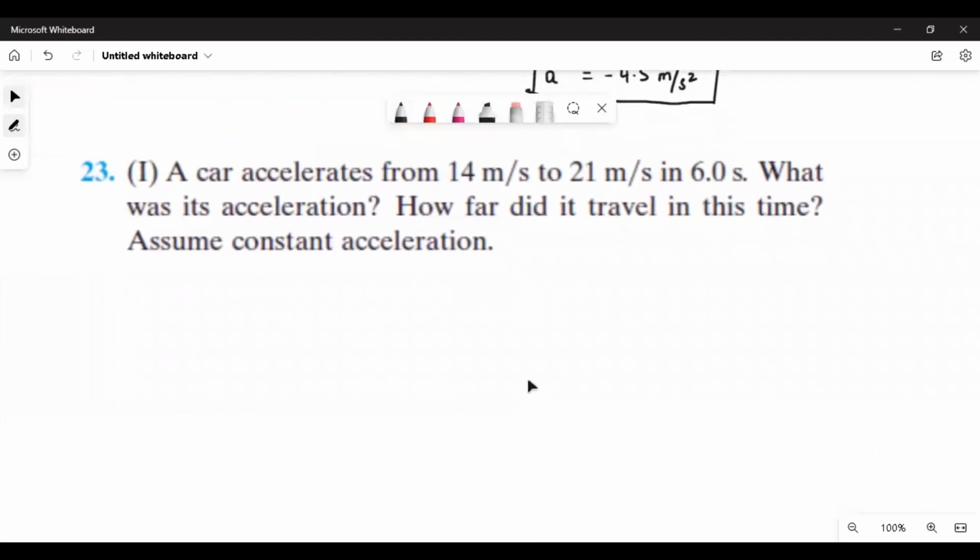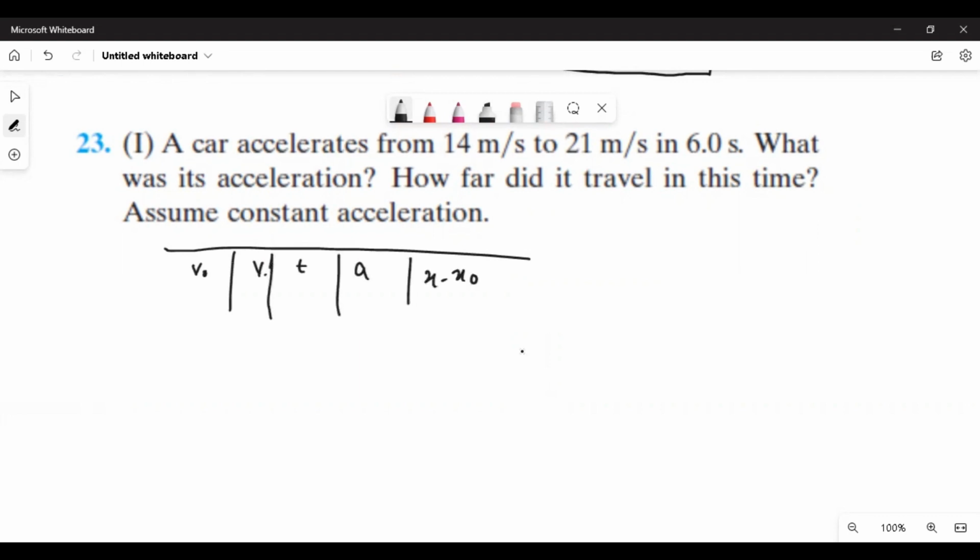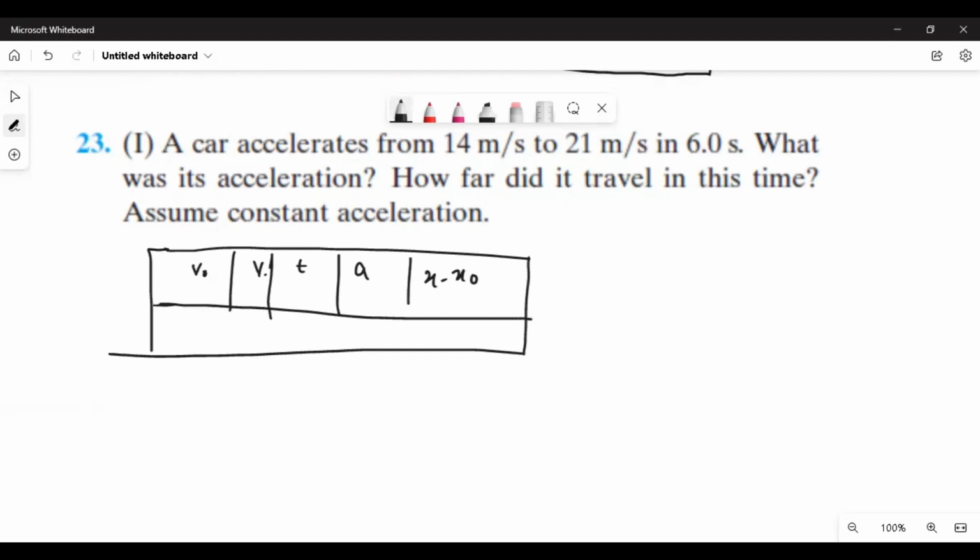Okay, this is 23. What is the first step? We take that in the notes. First, we make a table of variables. So I am going to make a table of 5 variables: v naught, v, time, a, and x minus x naught. Can you give me the values, please?